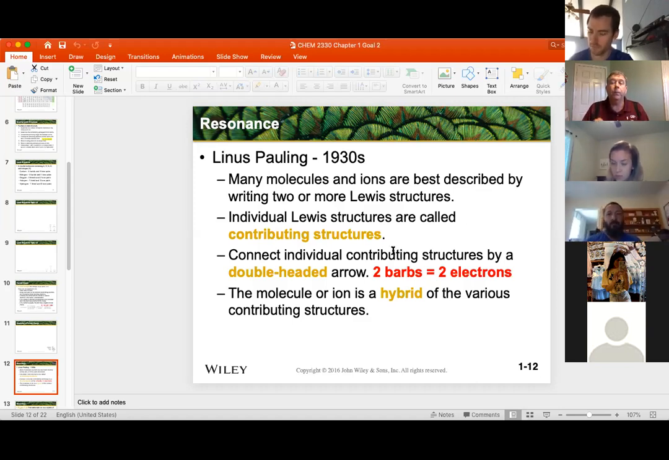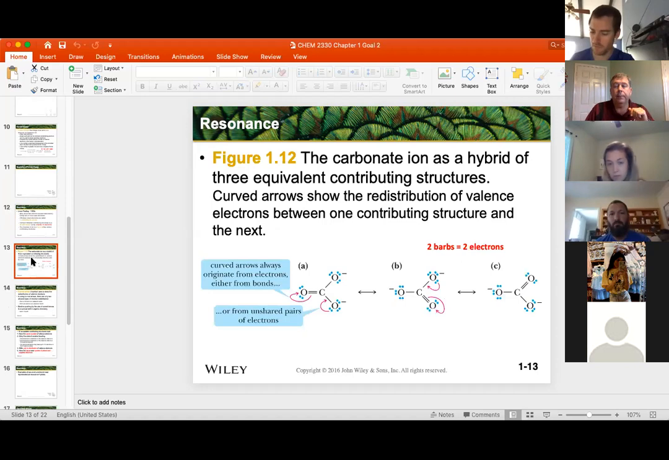So when we can draw 2 or more valid Lewis dot structures, we have resonance. And the real structure is some hybrid of the combination of 2 or more of those resonance structures. Okay, so let's look at that again. In this example, we have a carbonate ion, okay? In the carbonate ion, we have 3 oxygens, and when we draw our Lewis dot structure, there's a charge on each of 2 of the oxygens and no charge on that last oxygen.